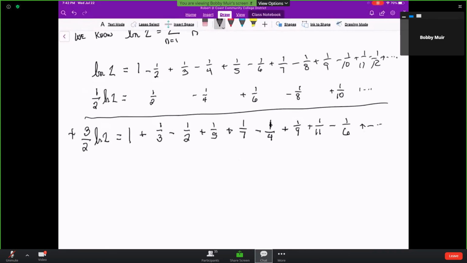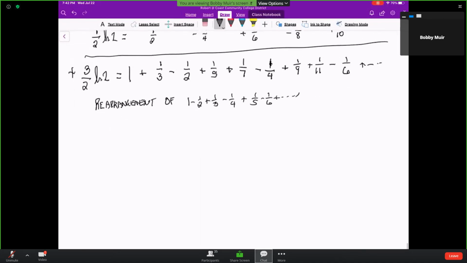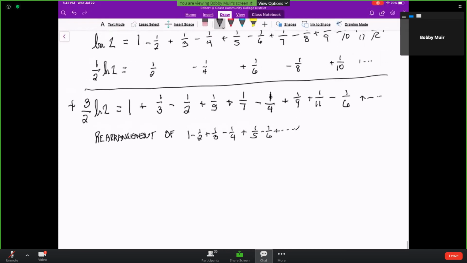So what you see is happening here, this is a rearrangement of the 1 minus 1/2 plus 1/3 minus 1/4 plus 1/5 minus 1/6. So you see what's happening here? By rearranging the way that this infinite sum is adding up, now I can get it up to a different number. Now, this could be a bit disturbing.